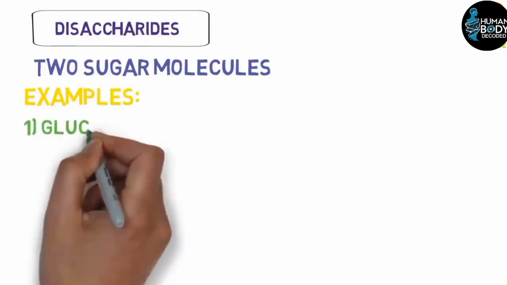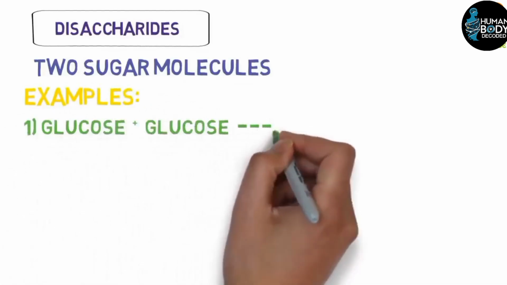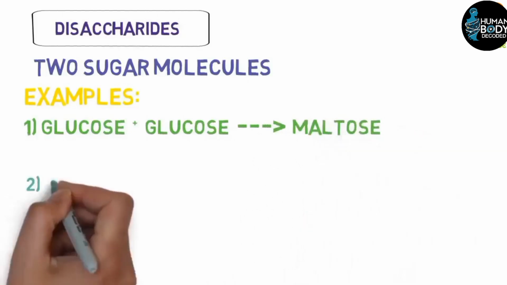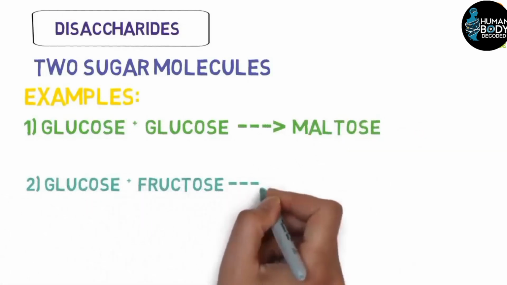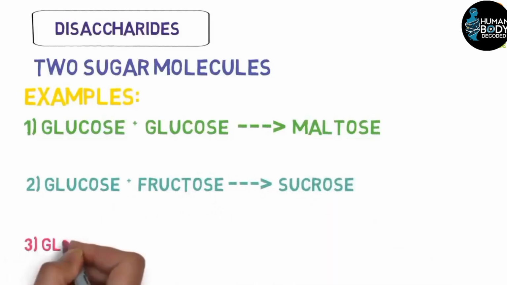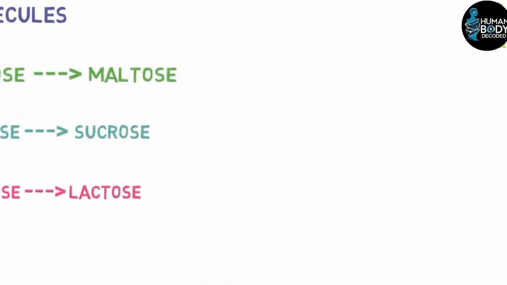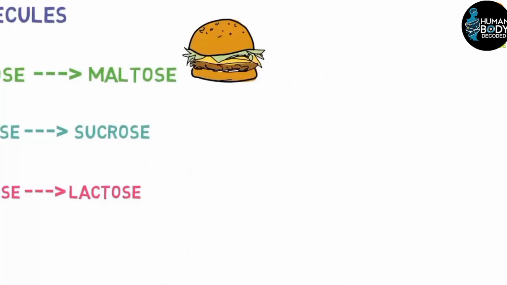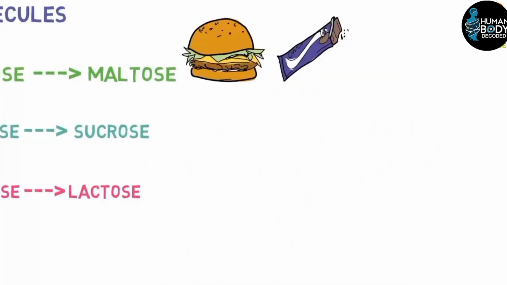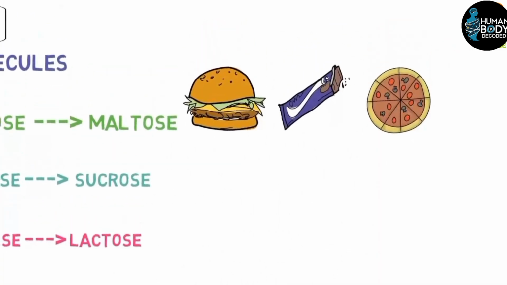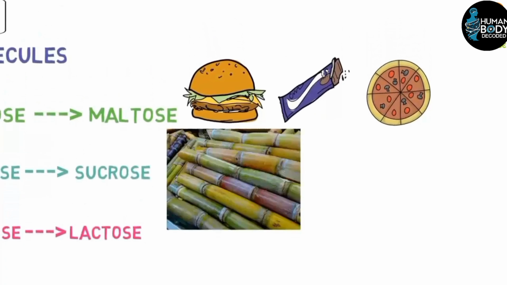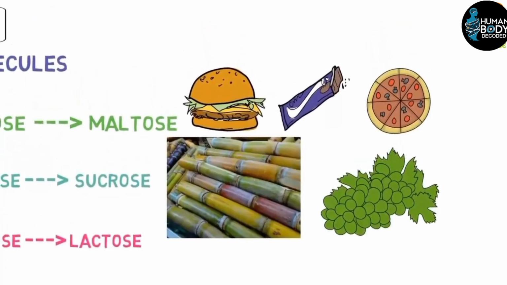For example, glucose and glucose combine to form maltose, glucose and fructose combine to form sucrose, and glucose and galactose combine to form lactose. So, maltose, sucrose, and lactose are examples of disaccharides. Maltose can be found in burgers, chocolates, and pizzas. Sucrose is found in sugarcane and grapes. And lactose is found in milk.